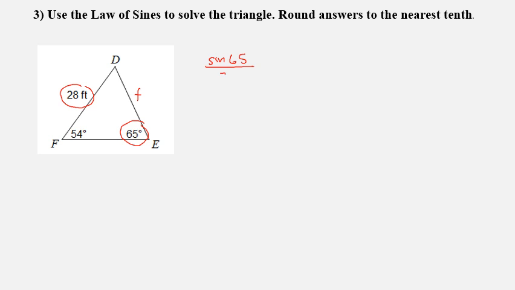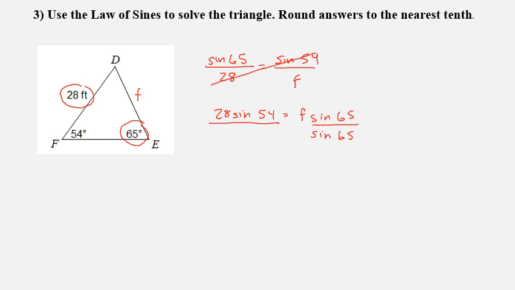So sine of 65 over 28 equals sine of 54 over f. And now we can cross multiply. So 28 sine 54 equals f sine 65, and then divide off the sine 65 to get the f by itself. Oh look, I forgot an s. Okay, so now we can type this in our calculator and get the answer for f. Okay, so we type it in and I get 24.99, so we'll round up to 25.